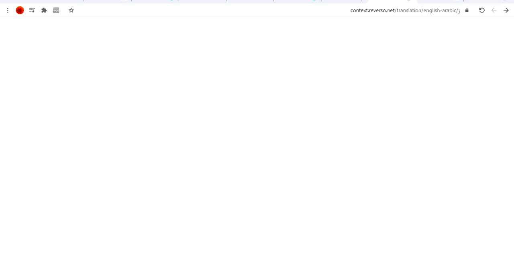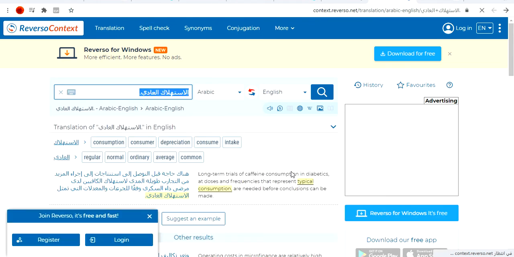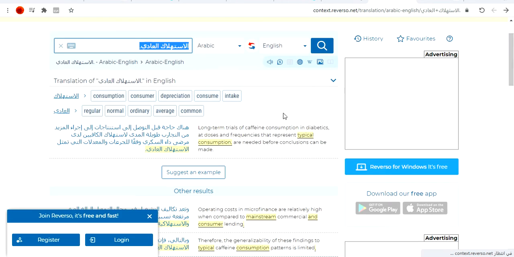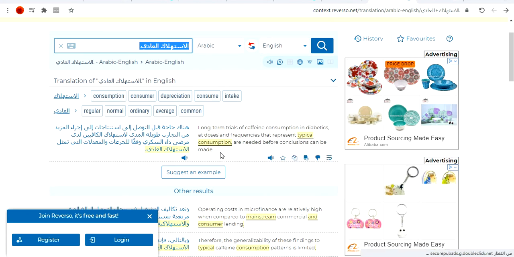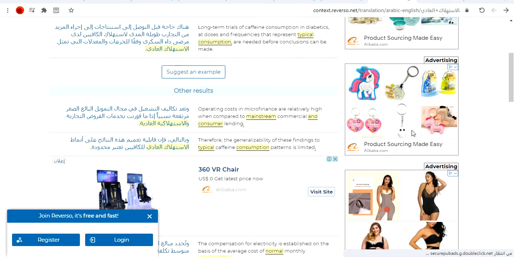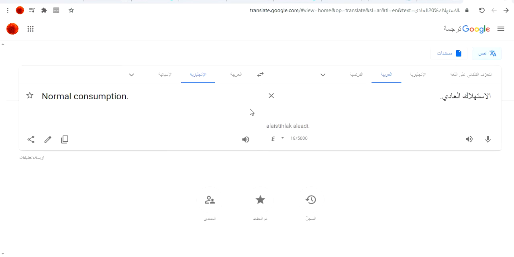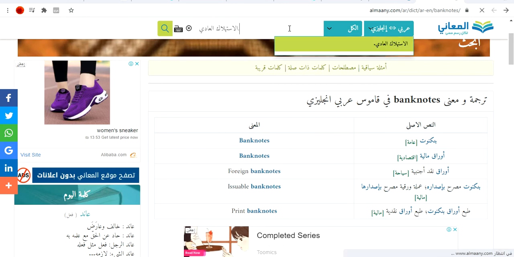Okay, let me use the Reverso Context translation dictionary. For example, here, استهلاك العادي. Okay, typical consumption here. The first translation here is typical consumption. Again, here it's typical consumption. Well, here it's normal consumption. What do you think is the accurate translation?